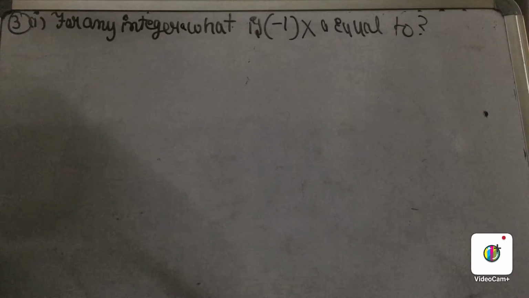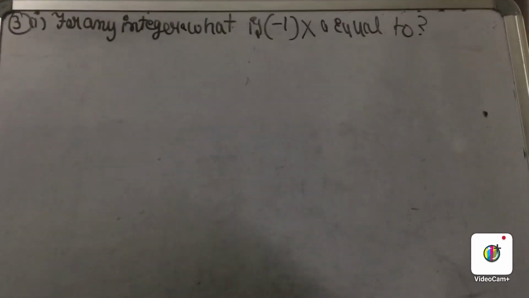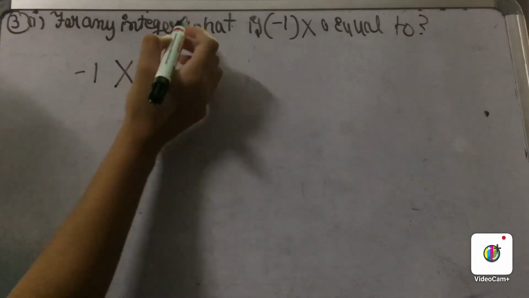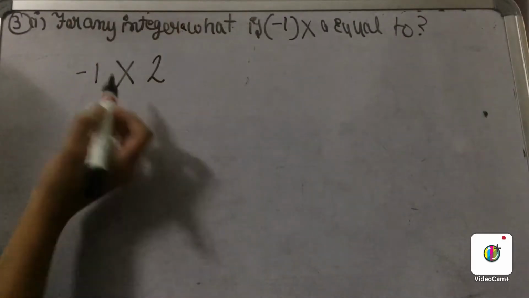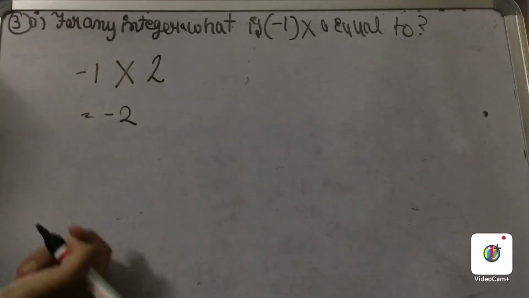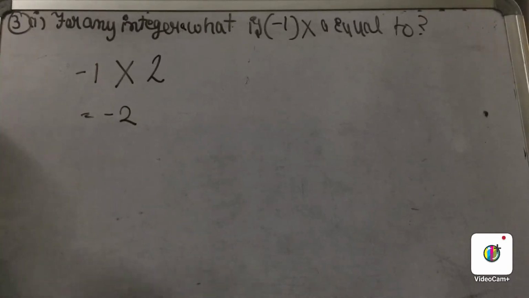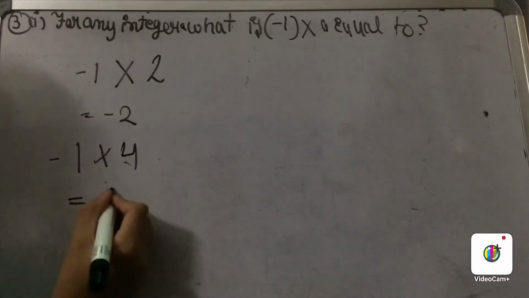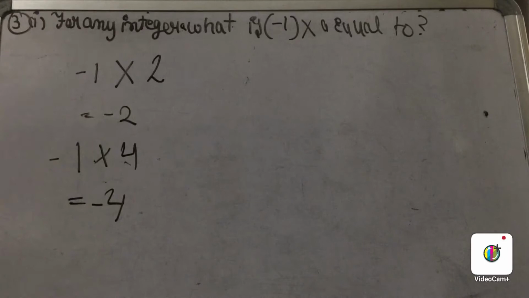And for any integer a, what is minus 1 multiply a equal to? Now here is written for any integer a. So if I write here minus 1 multiply 2, because a is positive, 2 ones are 2 with a minus sign because plus minus minus. And then the next, if I take any integer like minus 1 multiply 4, 4 ones are 4 and minus 4.